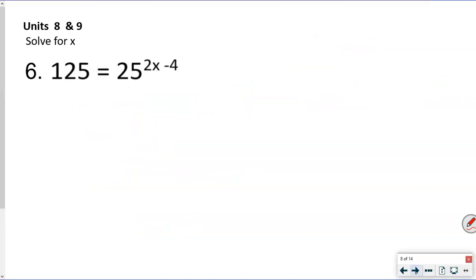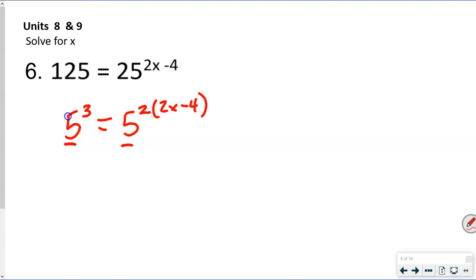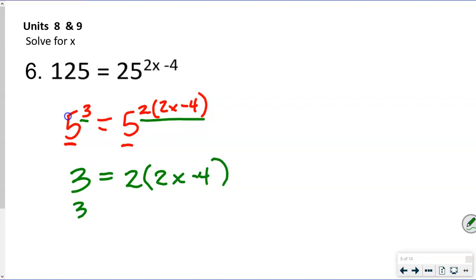All right, on this one, now this one's a little different. I know that both of these have a factor of 5. So I know that 5 to the 3rd is 125, and I know that 5 to the 2nd is 25. I'm trying to get the same base here, y'all. That's the objective, okay? Once I have the same base, then I can set what's up here equal to each other. So I can say 3 is equal to 2 times 2x minus 4. So that's 3 is equal to 4x minus 8.